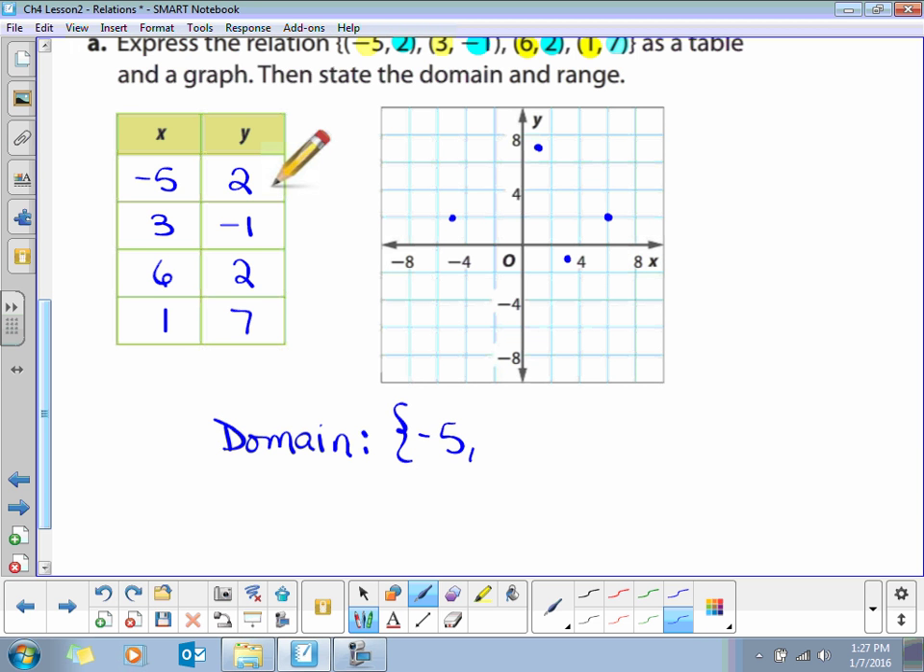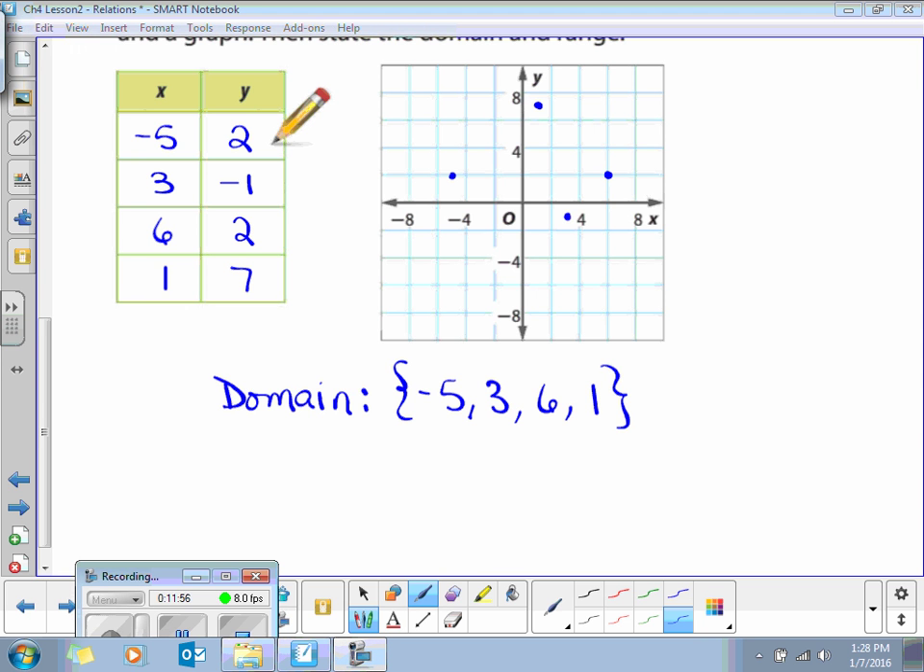-5, 3, 6, and 1. Those curly brackets signify that you have a set. So that is set notation. Okay?